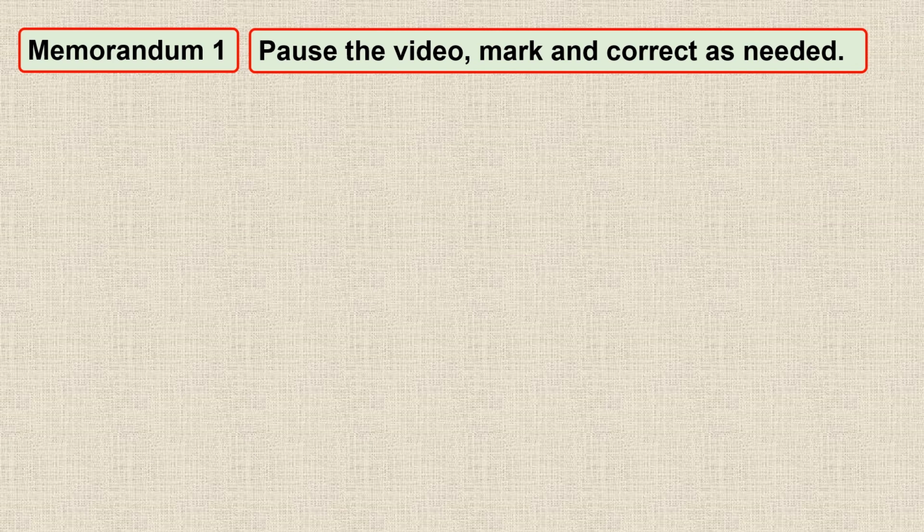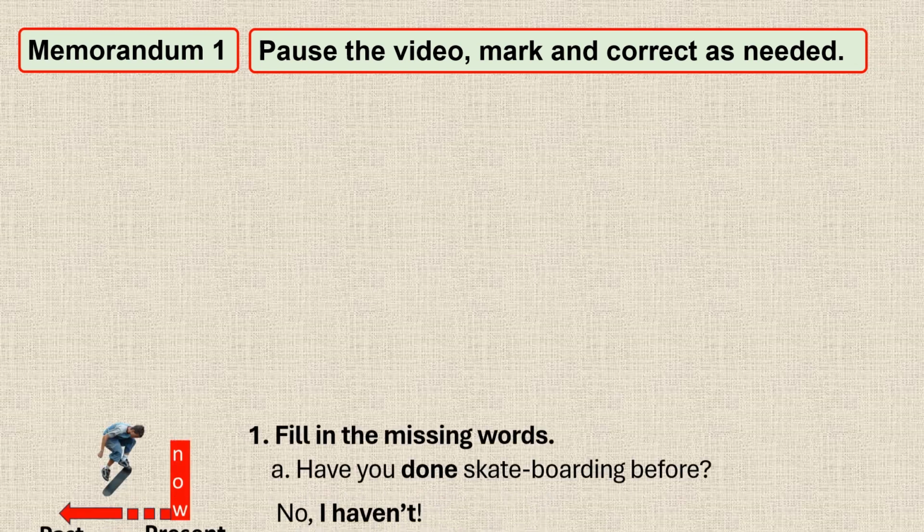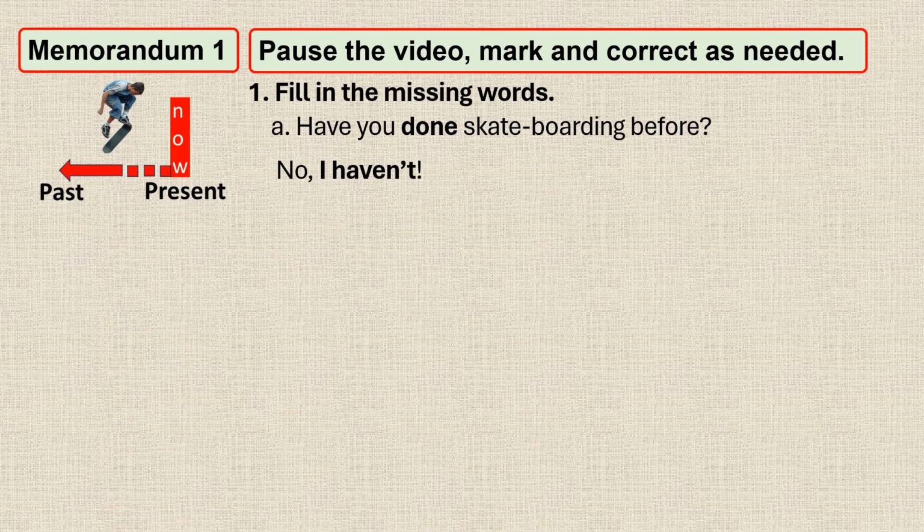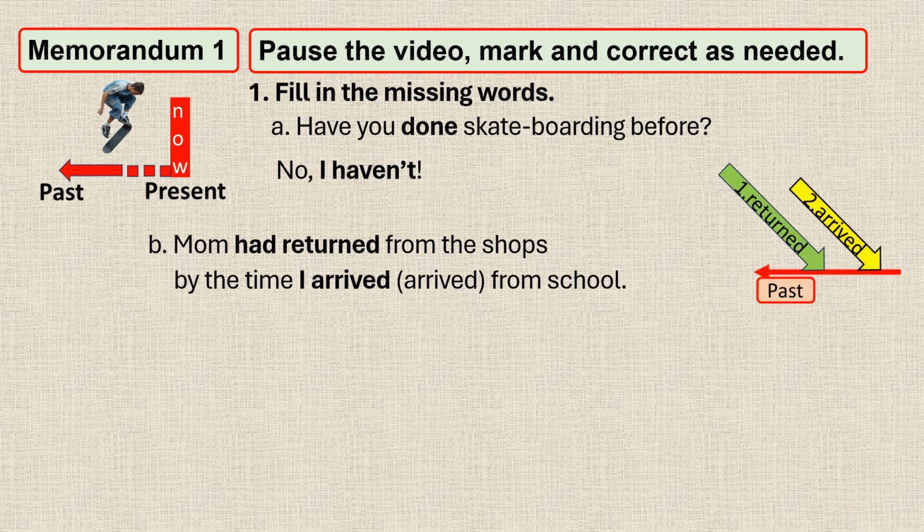Memorandum number 1. Pause the video, mark and correct as needed. And if you found it tough and you made too many mistakes, you know that you need to come back to it and review from wherever you started making errors. Number 1 graphic. 1. Fill in the missing words. A: Have you done? Do, did, done? Skateboarding before? No, I haven't. Or I have not done skateboarding before.